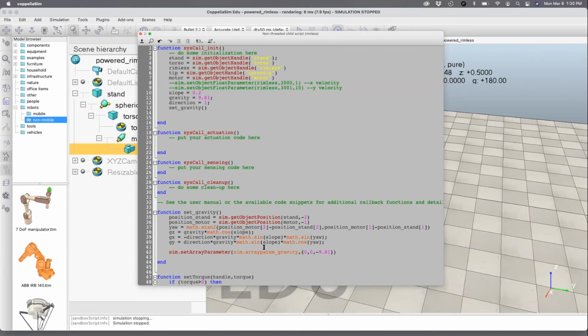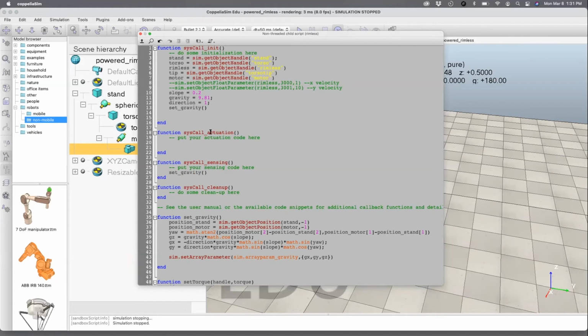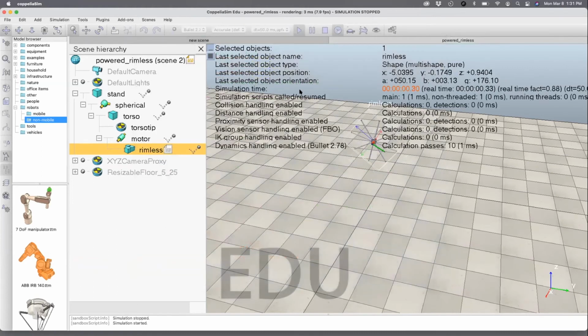So now I need to finally just set gx, gy, and gz. Okay, so I need to set that up here. And one thing to remember is this is the initialization code. So it sets the gravity once, but we need to keep updating it every time step. So what I need to do is copy paste it either here or in the sensing code, whatever you like. If you like sensing, then let's put it in sensing. Okay, and see what happens.